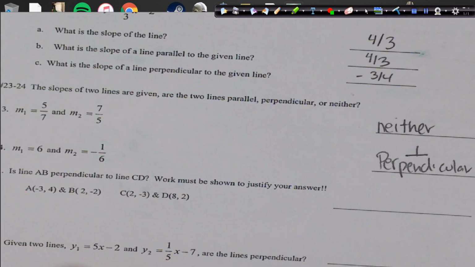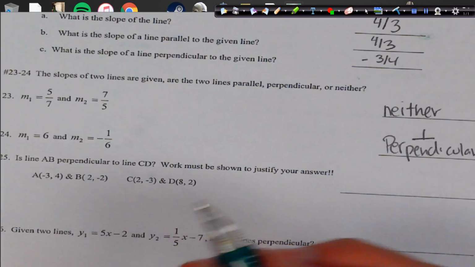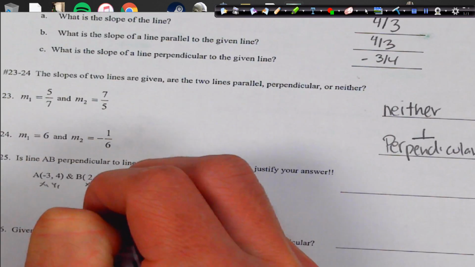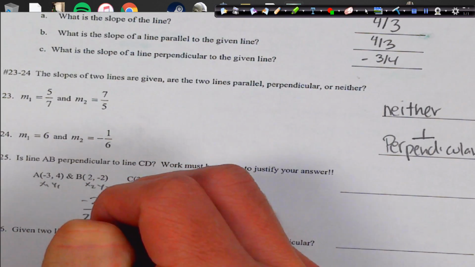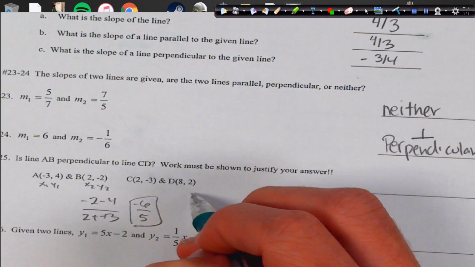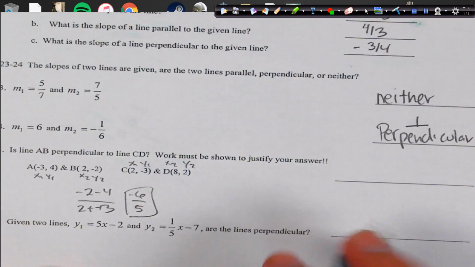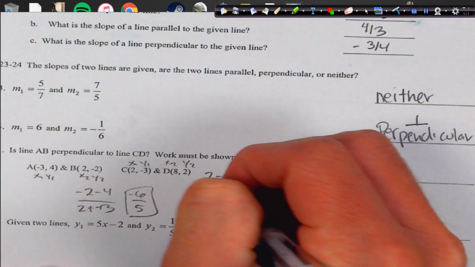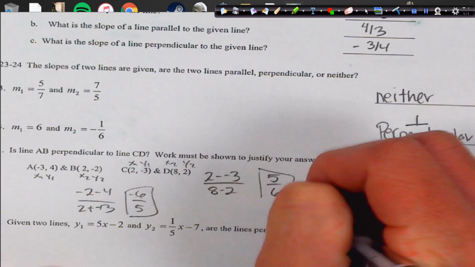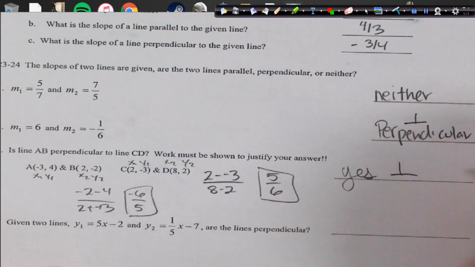Is AB perpendicular to CD? Show your work to justify your answer. So here we can go ahead and use the slope formula. Y2, I'll go ahead and label these. Negative 2 minus 4 over 2 minus a negative 3. So we're going to get negative 6/5. Over here, label those. And we're going to get 2 minus a negative 3 and 8 minus 2. So that's going to become 5/6. Those are opposite reciprocals. Are they perpendicular? Yes, perpendicular.